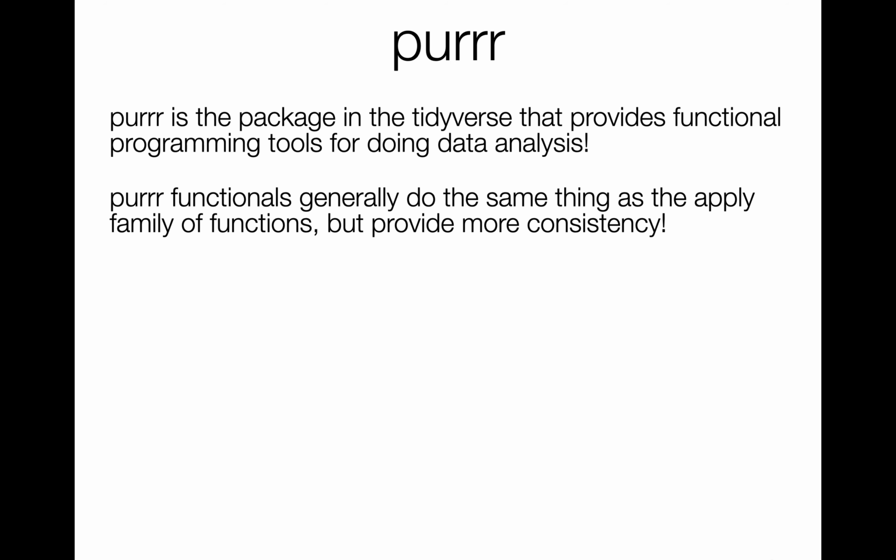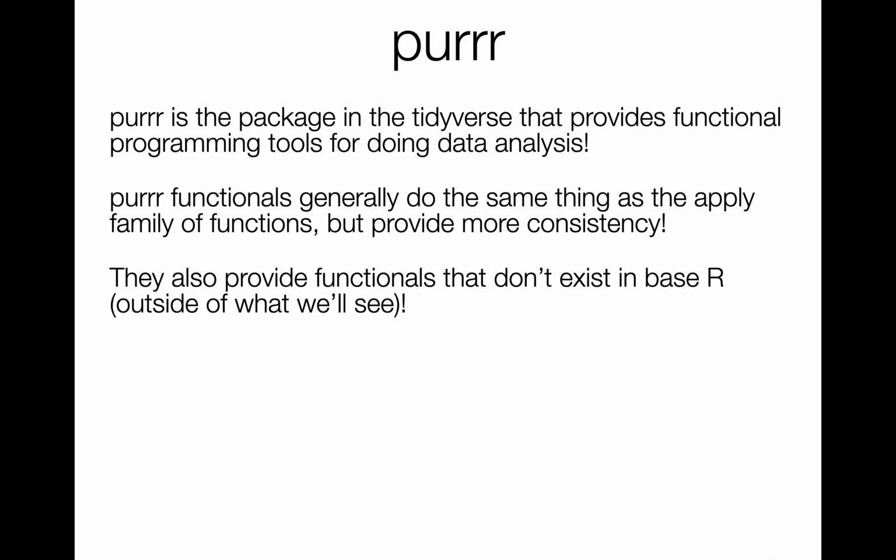So also naming consistency, argument consistency, and so on and so forth. And generally, Purrr is pretty fast at what it does. Something that we won't get to in this class is they also provide some functionals that don't exist in base R, but people want to use. That's not what we'll see in this course, but it is there.